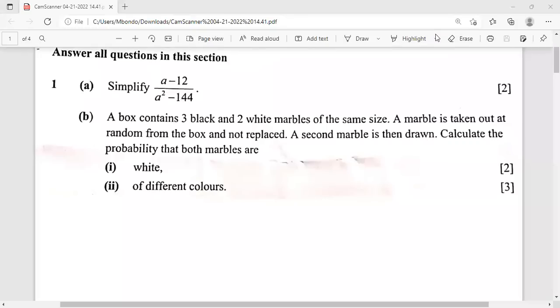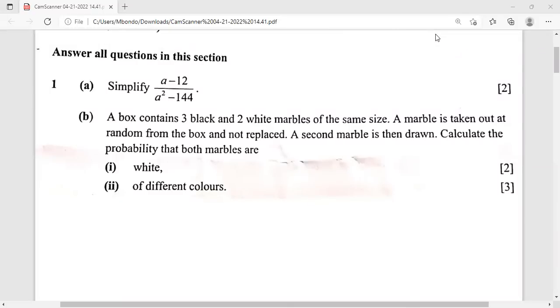Okay, so we have this 2021 paper that is for the November exam. As you may know, we have November for the school-going boys and girls, and then we have the July ones. So this one is the November one. It was written on the 15th of November 2021. Okay, so let's see how we can simplify these questions here.